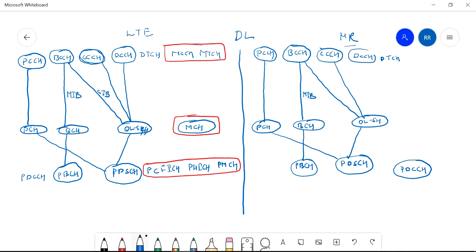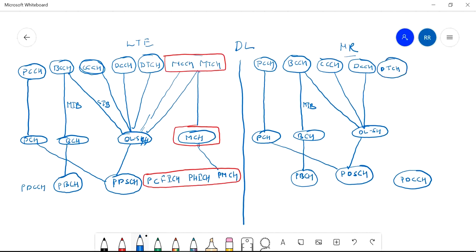Here also DCCH is mapped with the downlink shared channel, and DTCH, dedicated traffic channel, is also mapped with the downlink shared channel, right? And these two channels are also mapped in LTE with this downlink shared channel, and it is mapped with this also, right? And this is mapped with PMCH, but these red mark channels are not in LTE. So DTCH here is mapped with the downlink shared channel. Okay, so this is the mapping of channels.